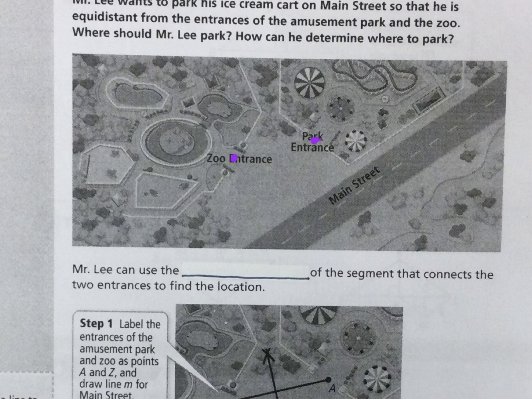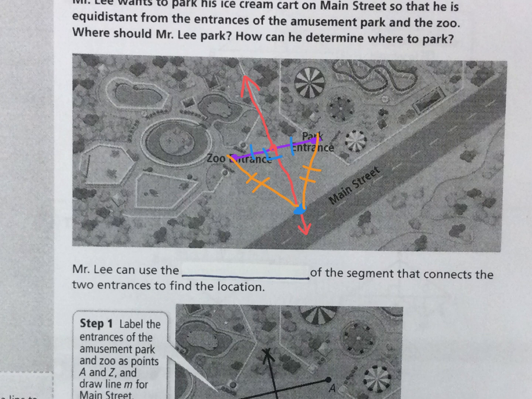But if I found the midpoint between the two of them and then drew a perpendicular, let me draw this line first, and then drew a perpendicular line, where it meets the street is where I should park. And that means that this point is equal distance to the park entrance as it is to the zoo entrance.